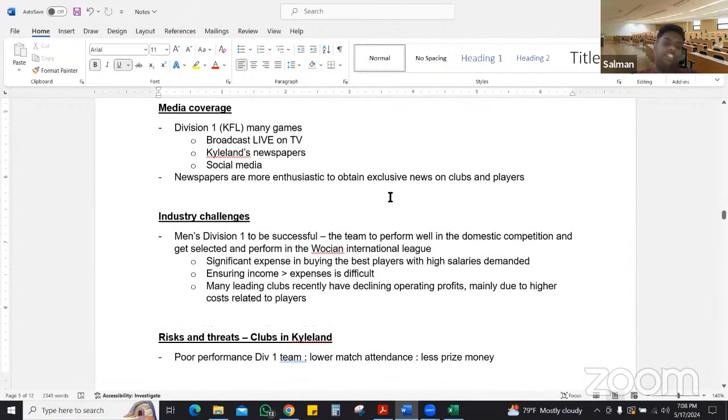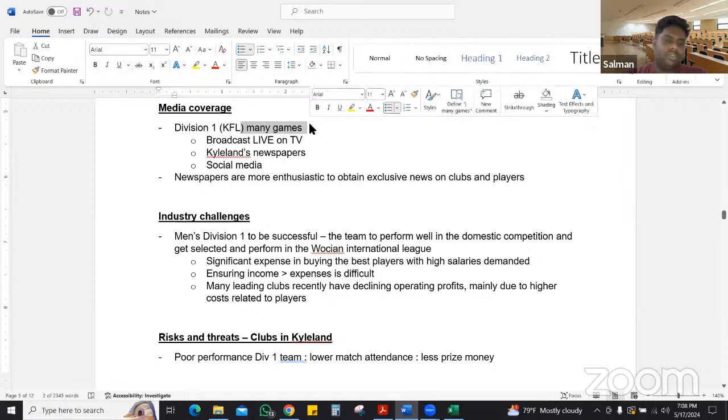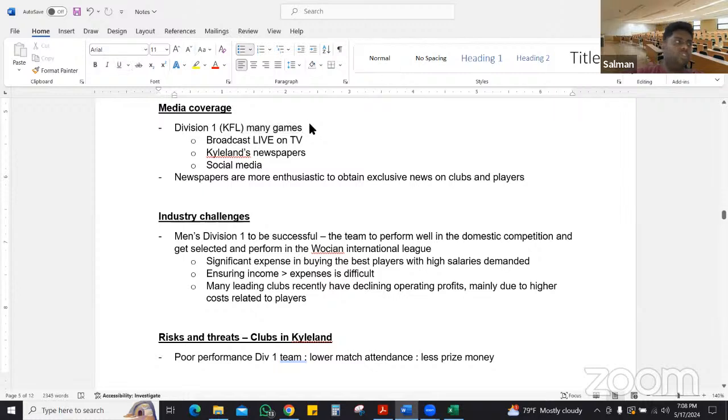Next is media coverage. Division 1 Highland Football League, they have many games. Okay, we discussed that the normal league goes for 10 months. These competitions are broadcast live on TV. We discussed that the TV will have broadcasting rights by contracting with the Highland Football League. It's broadcast live on TV. Newspapers will also provide media coverage and also social media.